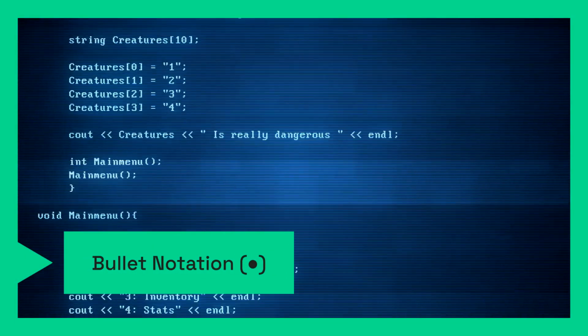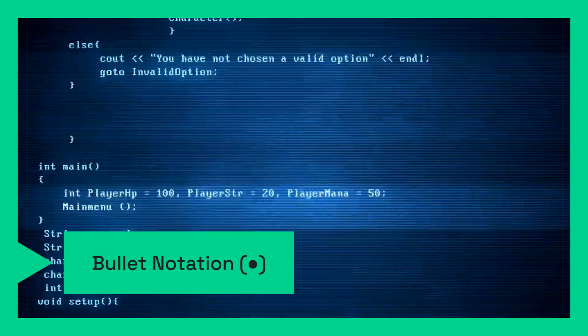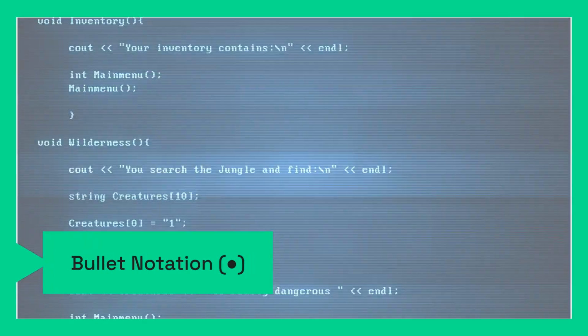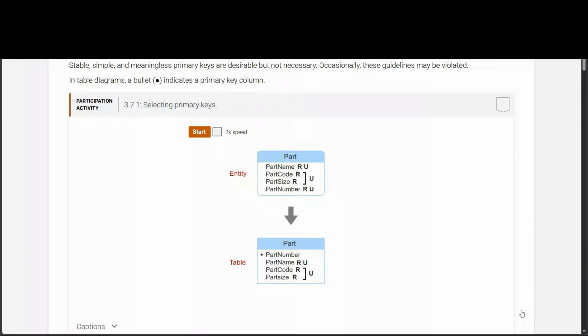In standard table diagrams, a clear bullet symbol is used to indicate which column is the primary key. Selecting stable, simple, and meaningless primary keys is the foundation for ensuring consistency, efficiency, and reliability in your database design. So let's look into this exercise of selecting primary keys, okay?